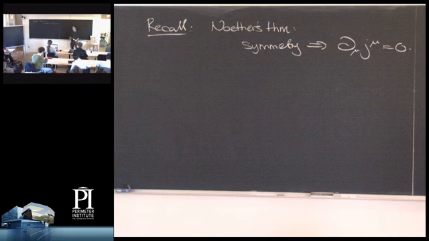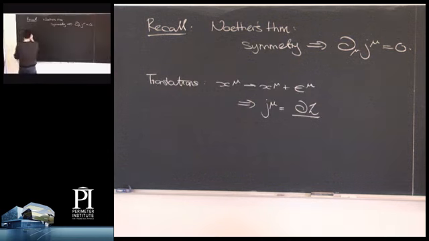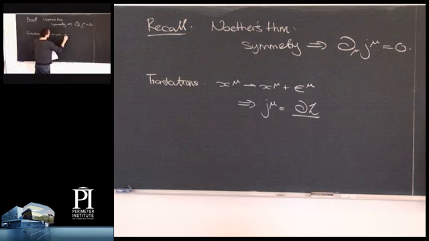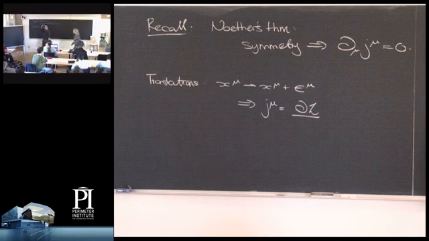And we looked at a very specific example. So the example was translations. Which meant that we had the following conserved current. And as I stressed in the last lecture, the nice thing about Noether's theorem is that you can actually construct the current. So you really know what the current is. In this case, given a Lagrangian.